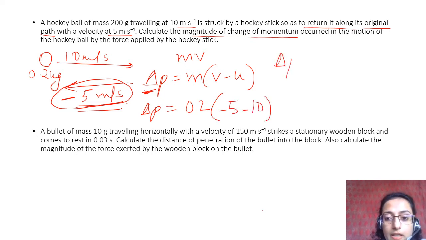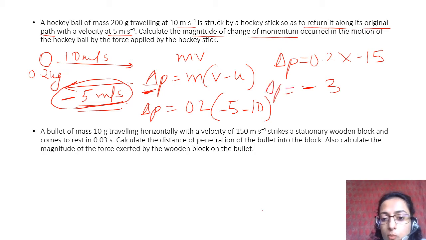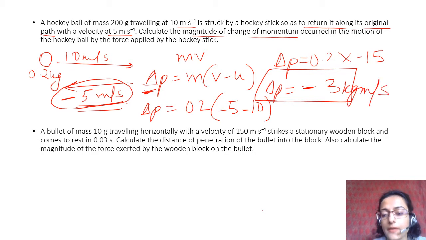So delta P is equal to 0.2 into minus 15, right? 2 into 15 is 30, so it is minus 3. So the change in momentum is minus 3 kilogram meter per second. This is the change of momentum that has occurred. It is minus 3 kg meter per second. Okay.